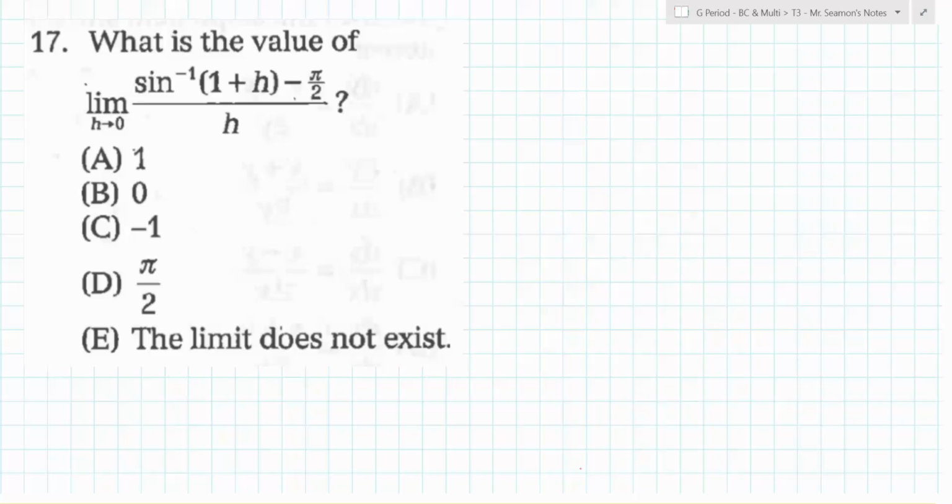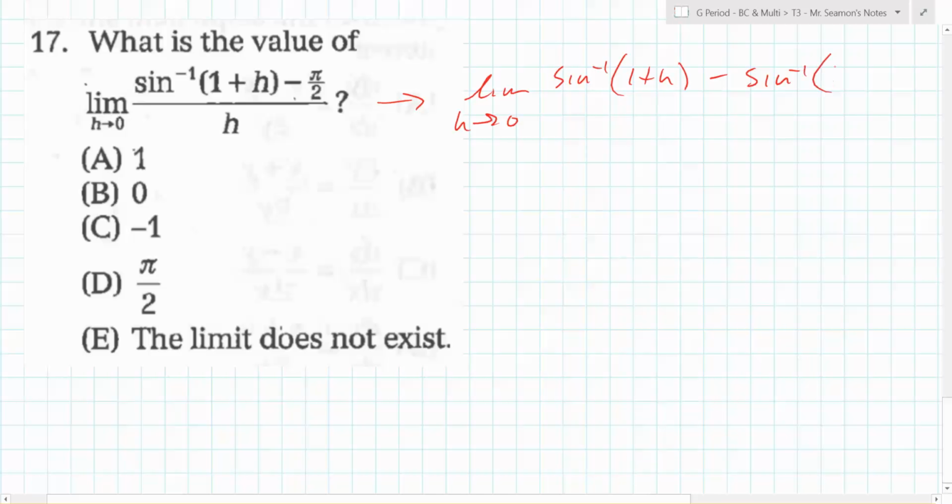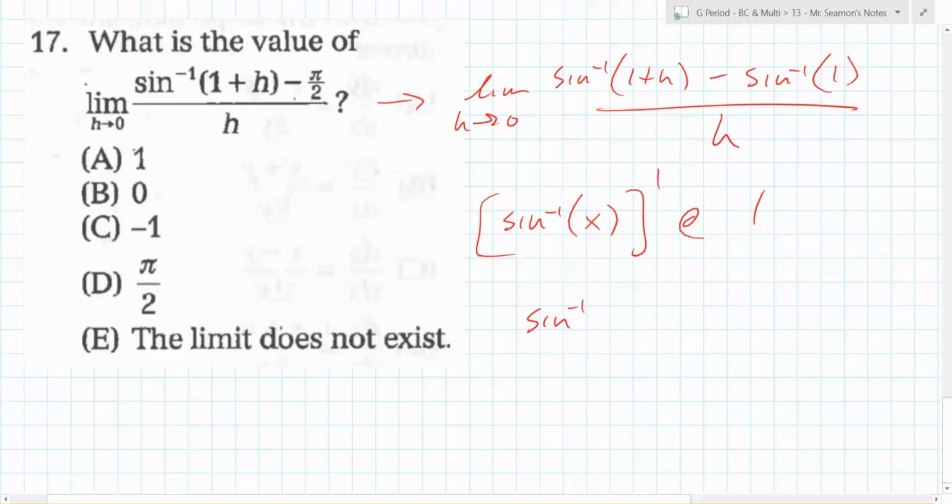So what is sine inverse of 1, everybody? Pi over 2. So if you write this out, they simplified it a little bit, so you have to remember what it is. It's the limit as h goes to 0 of sine inverse of 1 plus h minus sine inverse of 1 all over h. That's too blindingly obvious theoretically, right? So they did, what is sine inverse of 1? Pi over 2. So what are they asking you for? They're asking you for what is the derivative of sine inverse of x at 1.